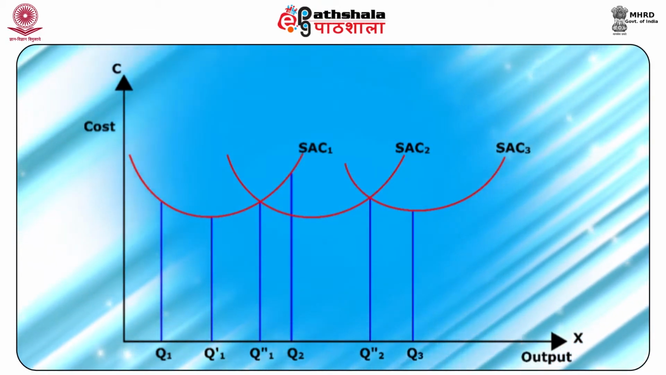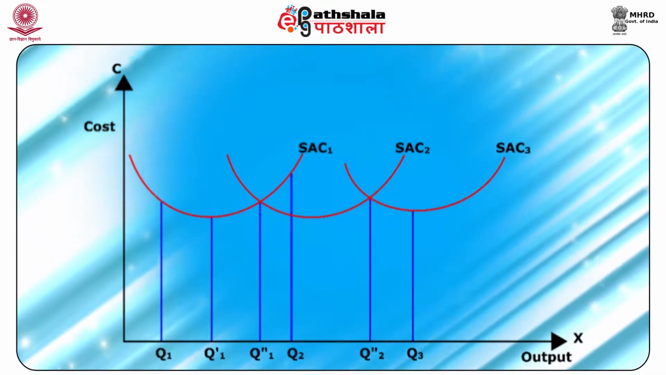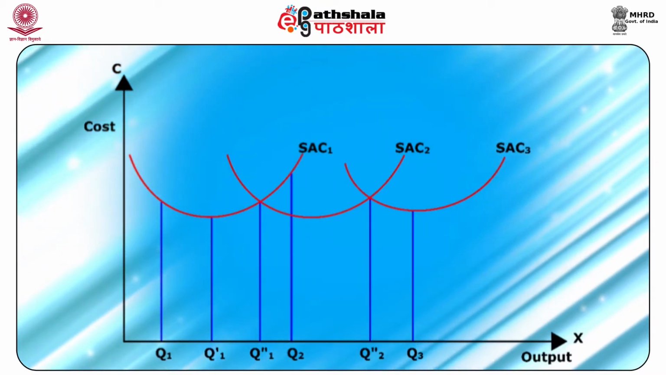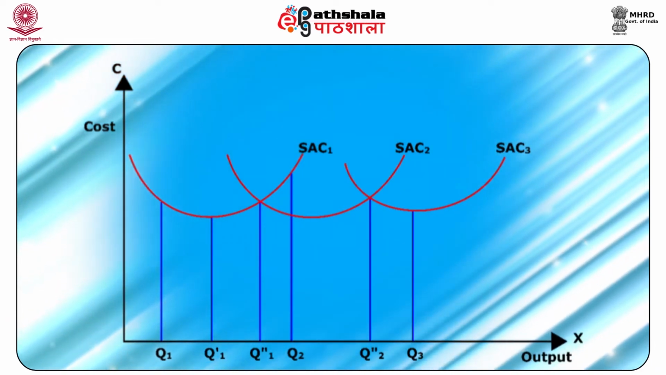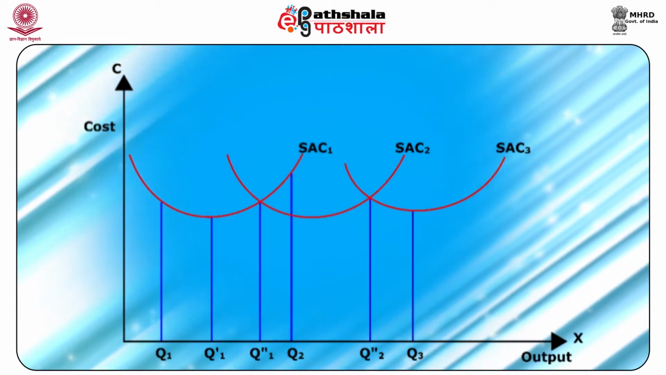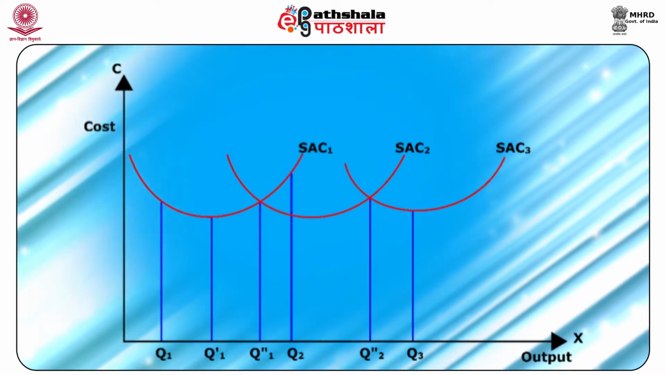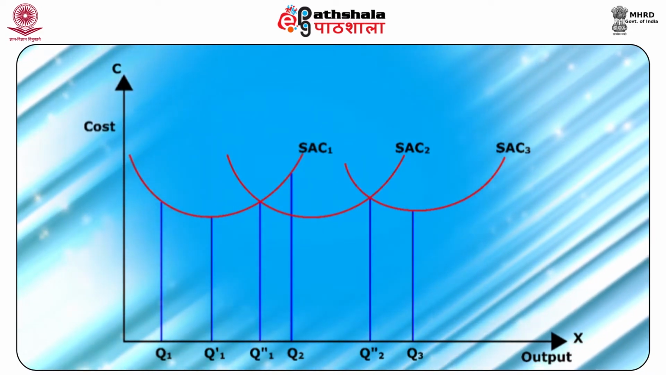The firm will choose the small plant if it plans to produce output Q1. Similarly, if the firm wishes to produce Q2 units of output, it will choose SAC2, and with Q3 units of output, the firm will choose SAC3. Suppose the firm is producing Q1 with the small size plant, but its demand increases gradually. The cost will be lower up to the level of Q1, but beyond this point, the cost starts increasing.